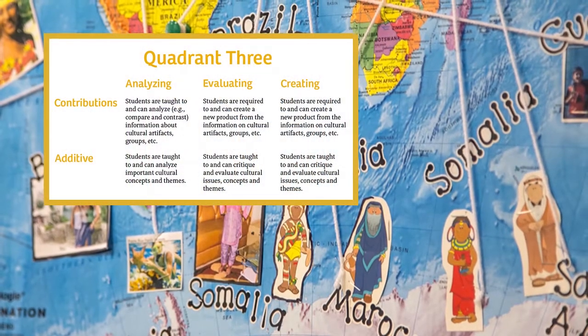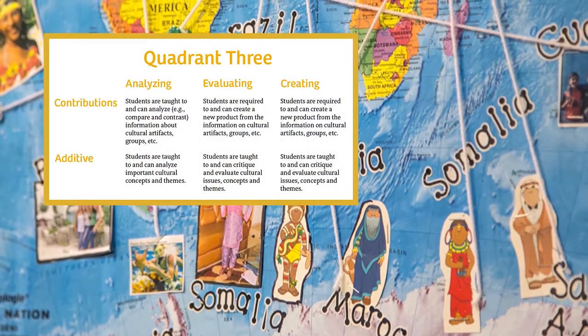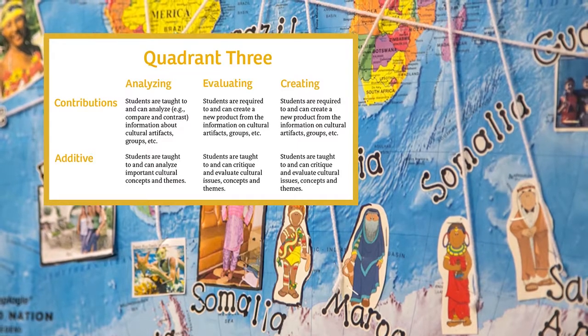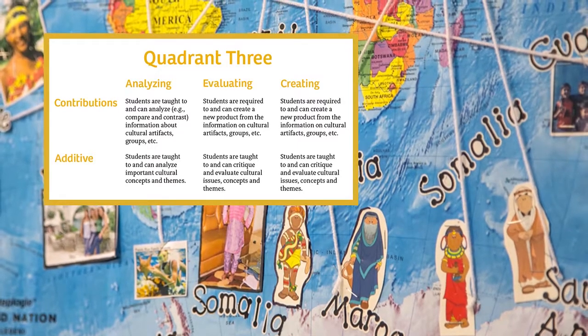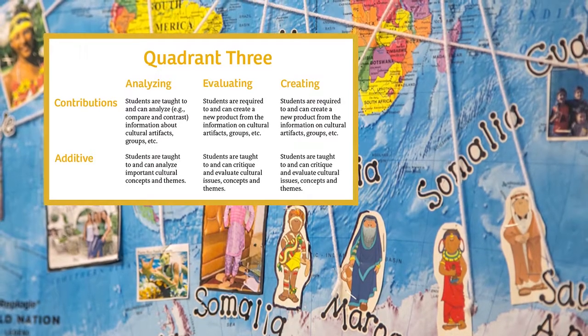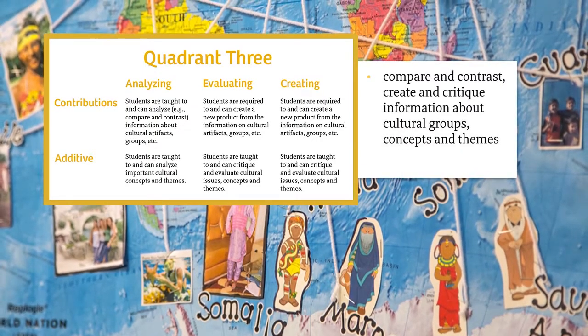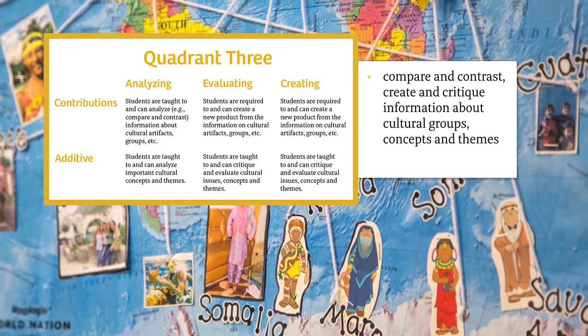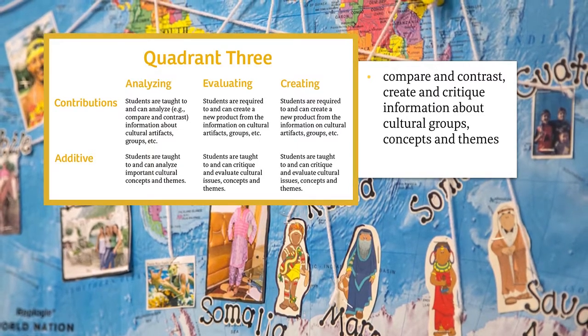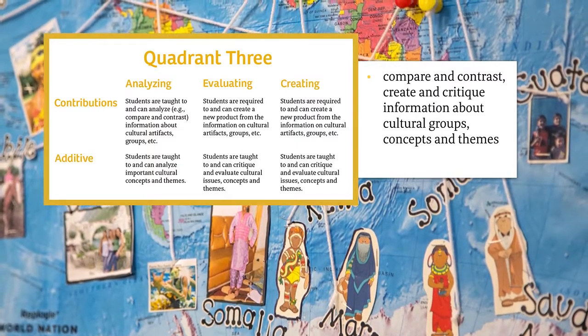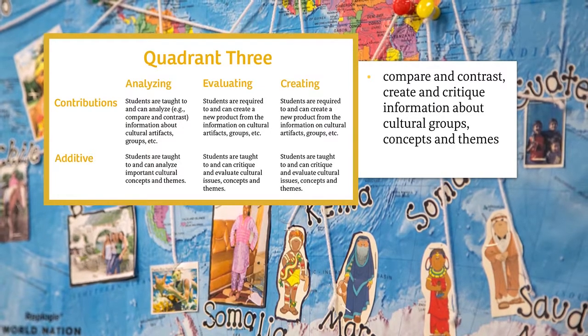Quadrant 3 cells rank high on Bloom's taxonomy, analyzing, evaluating, and creating, but low on Banks's multicultural levels, contributions and additive. Students taught in this quadrant are able to compare and contrast, create, and critique information about cultural groups, concepts, and themes. This level requires your students to use higher-level critical thinking skills.